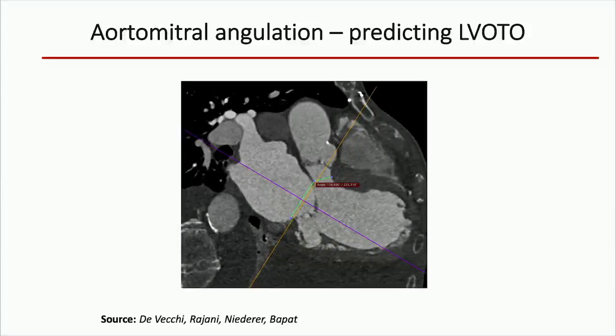The aortomitral angulation is basically taken from the base of the mitral valve annulus, and a line is drawn at the neo-left ventricular outflow tract. From this, you can measure a specific angle. It is important to make sure that this angle is measured at a number of different cardiac phases, as this may vary depending on regional wall motion abnormalities and also the specific geometry of the left ventricle.